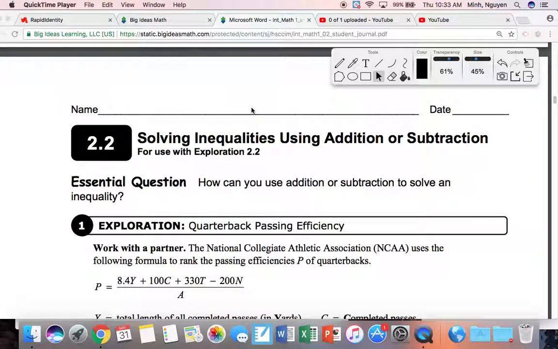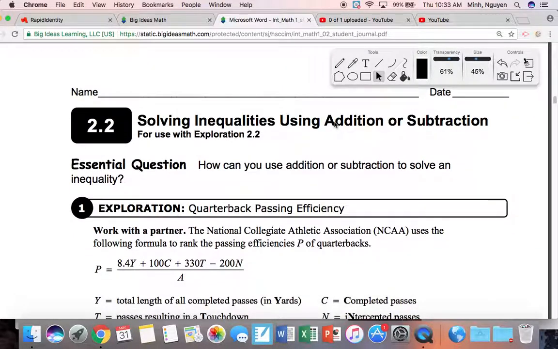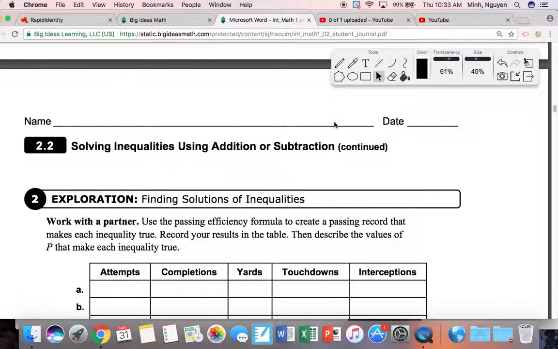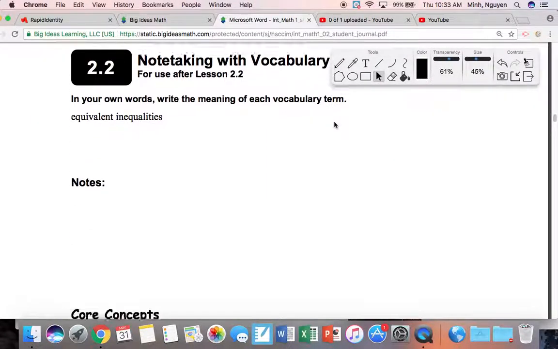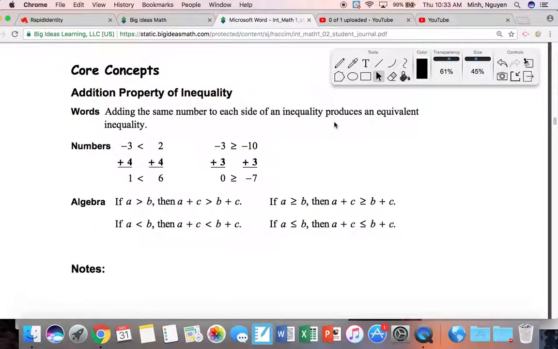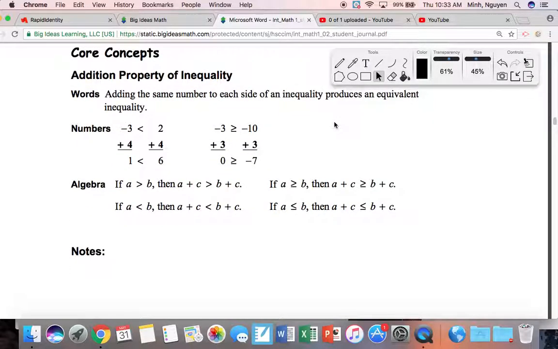Alright guys, section 2.2, solving inequalities using addition or subtraction. How can you use addition or subtraction to solve an inequality? Really, this just carries over from chapter 1, where you use inverse operations, and you just have to remember that to maintain the principles of equality, if you do something on one side, you've got to do it to the other.